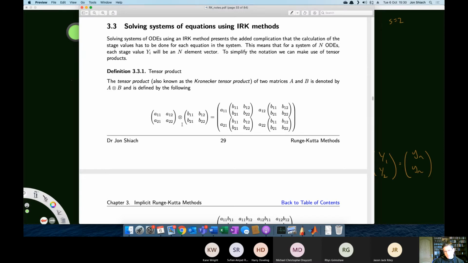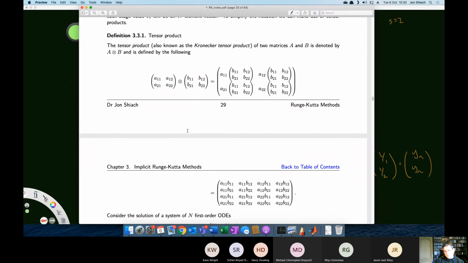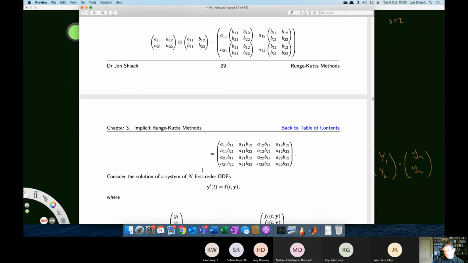For example, for these two matrices, for every element in the first matrix, I'm doing a scalar multiple of the second matrix. So there we have A11 times the second matrix, A12 times the second matrix, etc. This will give us a 4 by 4 matrix. So this is the output of this tensor product.